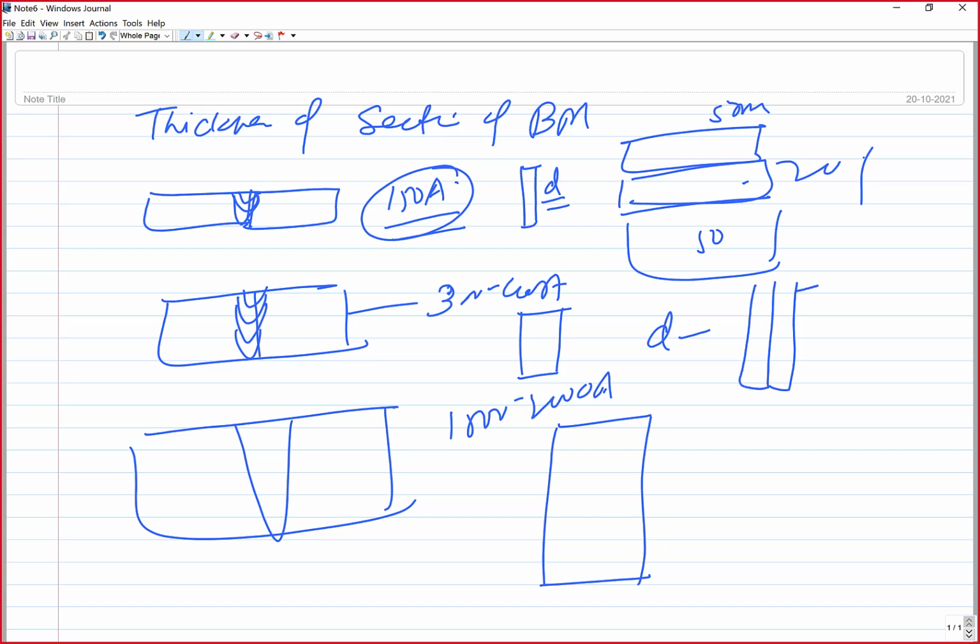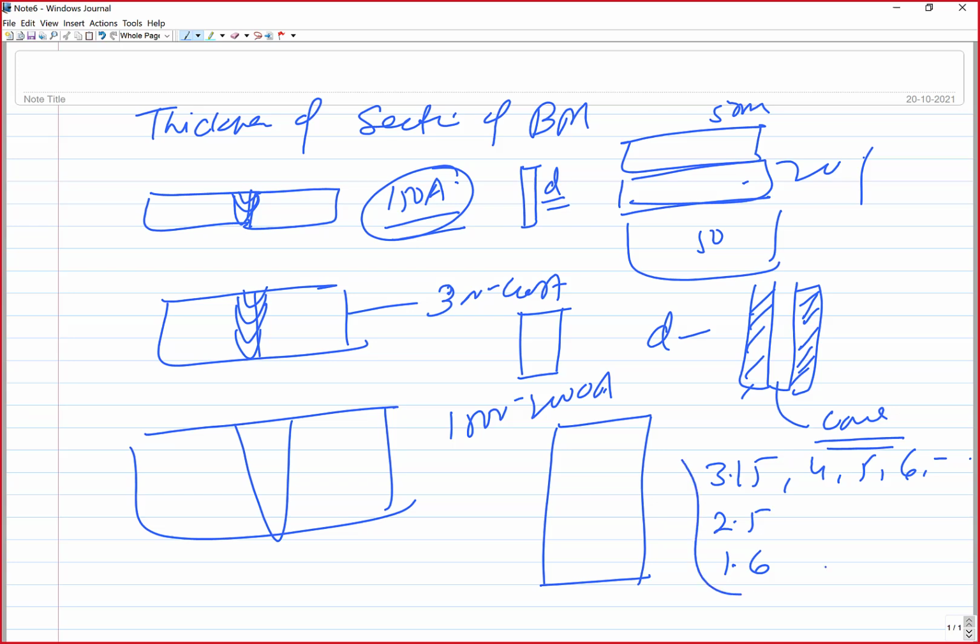In typical electrodes, this is the coating and this is the core wire. The core wire diameter indicates the electrode diameter, and common diameters are like 1.5, 4, 5, 6, even 2.5, 1.6. These are some of the electrode diameters. As a thumb rule, D times 35 to 40 is the current in amperes that can be allowed to flow.